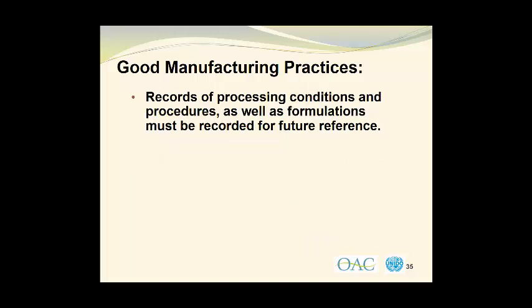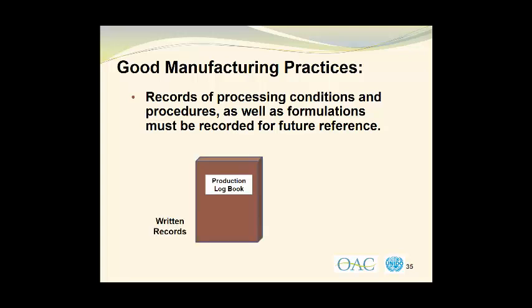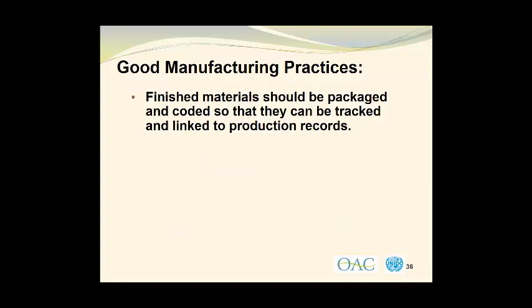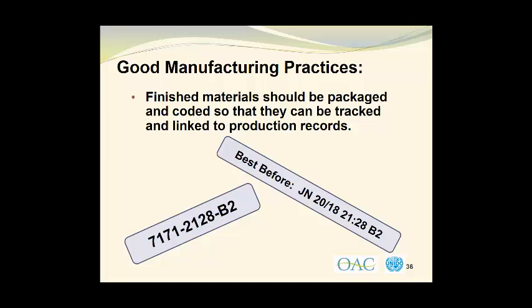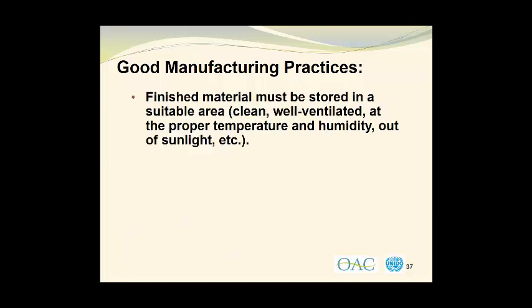Records of processing conditions and procedures, as well as formulations, must be recorded for future reference, and you can do that in a written production record, or you can keep electronic records on CDs or hard drives, or some other computer method. Finished materials should be packaged and coded so that they can be tracked and linked to production records. And we've already spoken about examples of production or best before coding in our previous exercise on quality and safety.